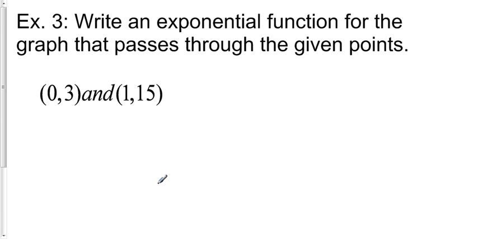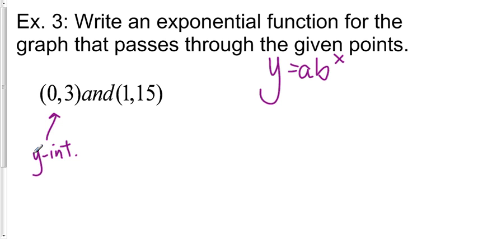Okay, so let's switch it up here. In example 3, we're going to write an exponential function for the graph that passes through the 2 points (0, 3) and (1, 15). What you need to do here is use the general form of our exponential function, and that's y equals ab to the power of x. With these 2 points here, we really have 3 values. The point (0, 3) represents your y-intercept. And we know back from our definition that the y-intercept in this function is a. So you can plug in 3 for a.